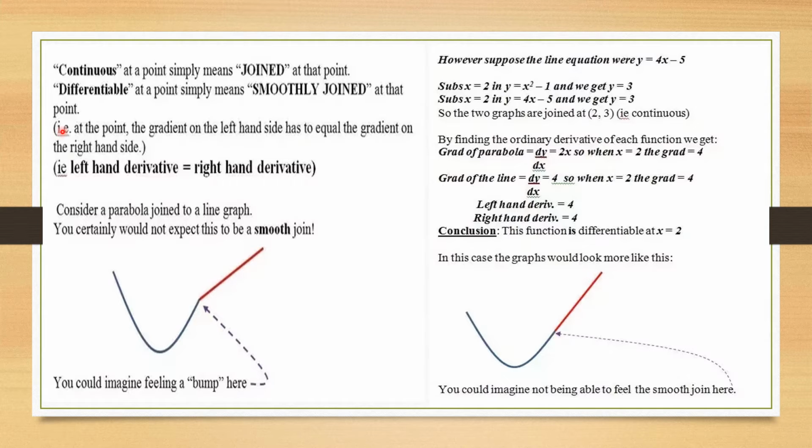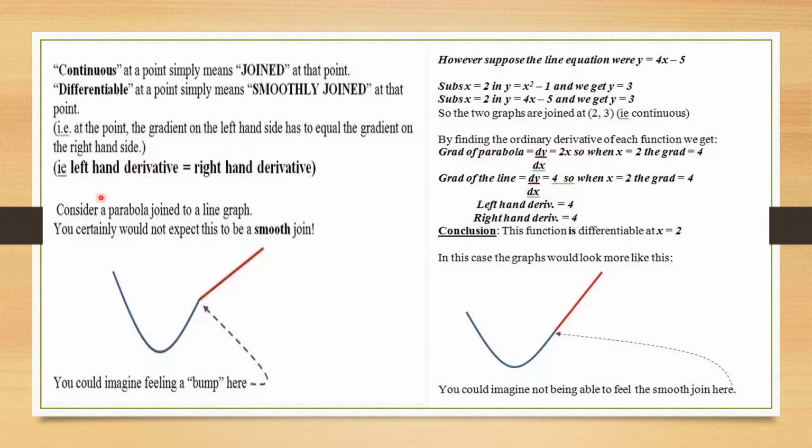That is, at the point the gradient on the left hand side has to be equal to the gradient on the right hand side. Gradient is your derivative. So if I'm checking the differentiability at this point, the value of the derivative just above and below it should be the same. This is what I mean by differentiability. This we will check while finding the left hand derivative and right hand derivative.